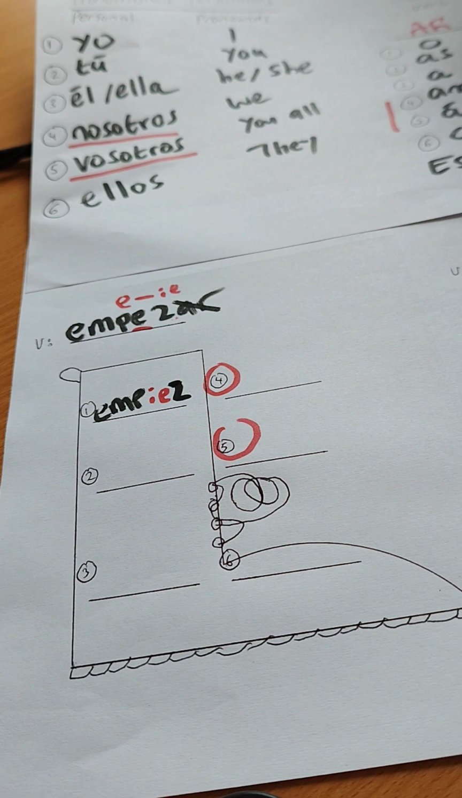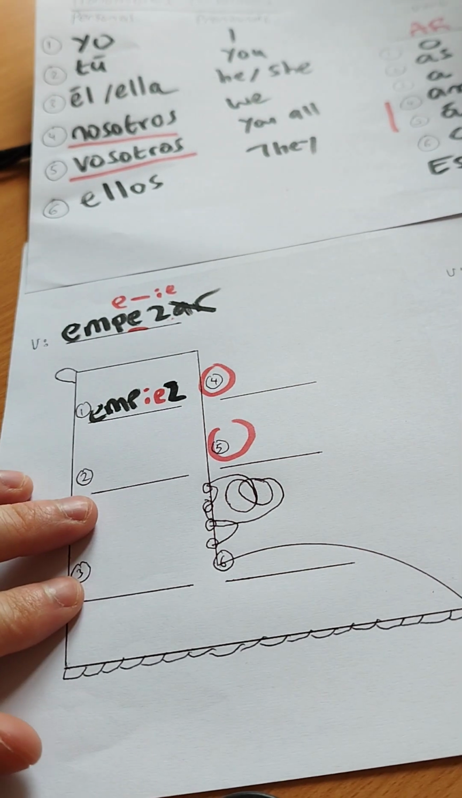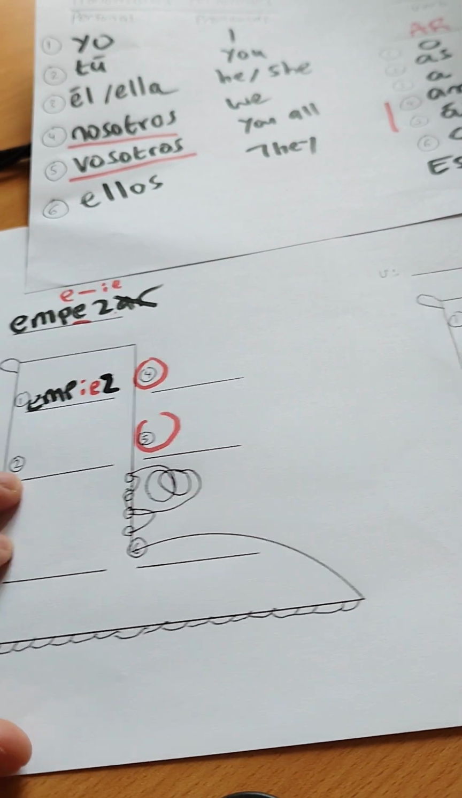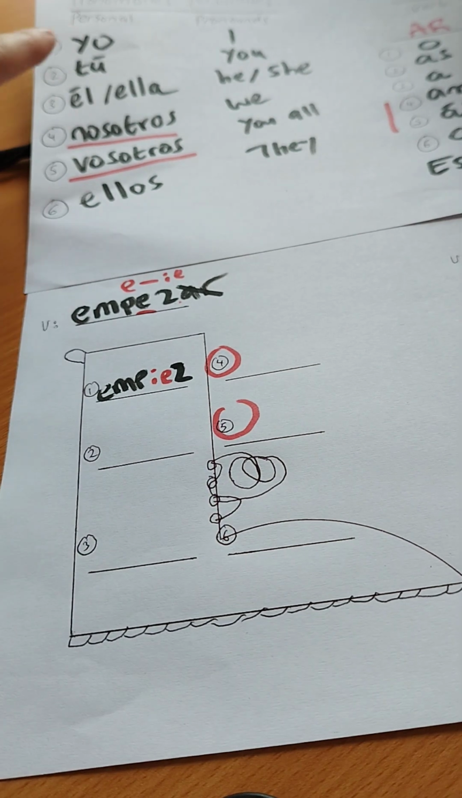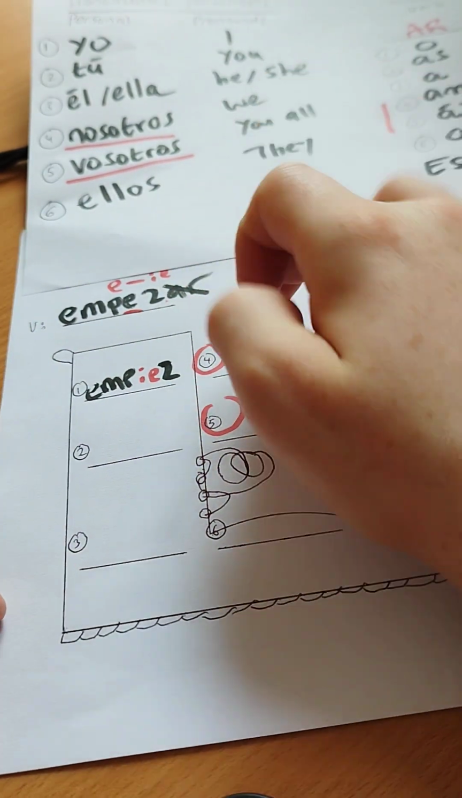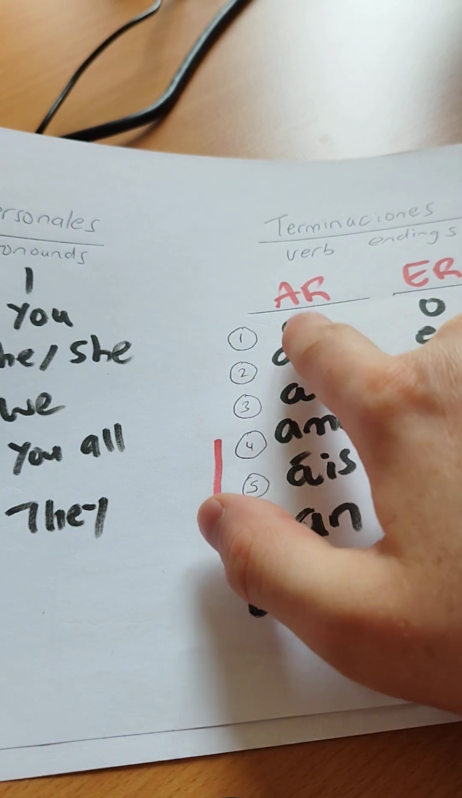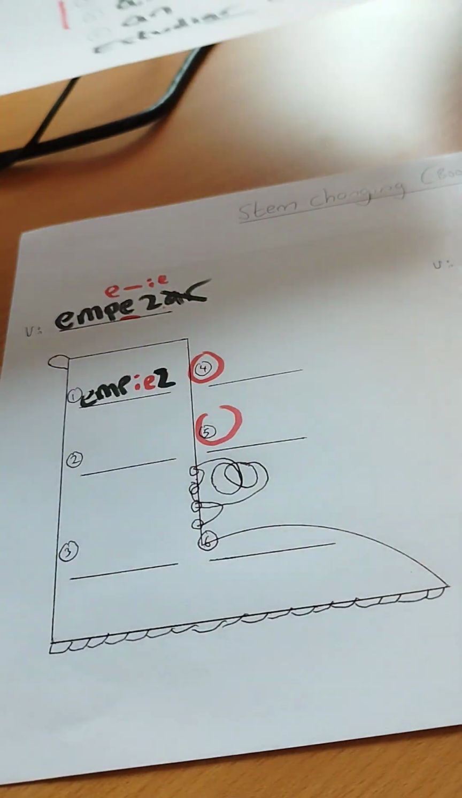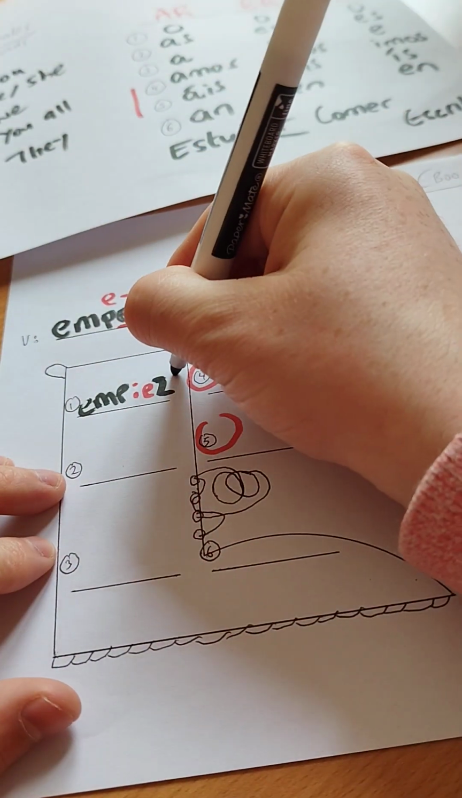Okay, and we have one final step. We have the boot there, and the final step is, this first person, remember, was yo, which is I. And you have to question again, what was the verb ending in? Well, it was ending in AR. So what's the ending we need to put on now to the verb for I? It's O. So the verb changes to empiezo.